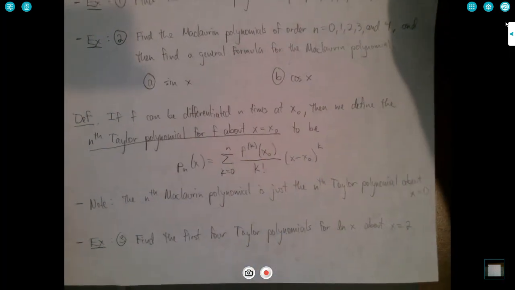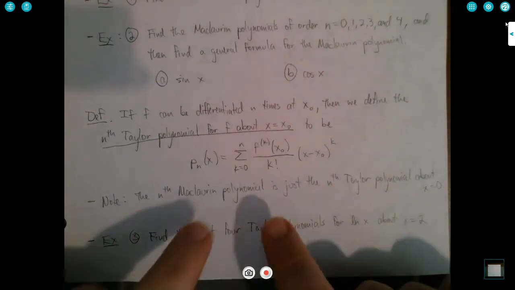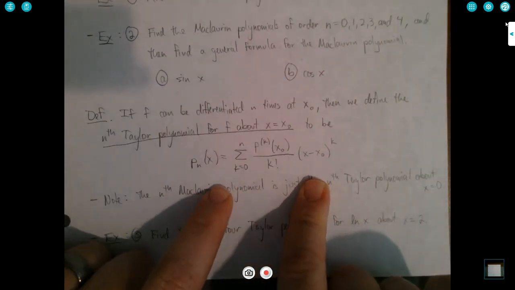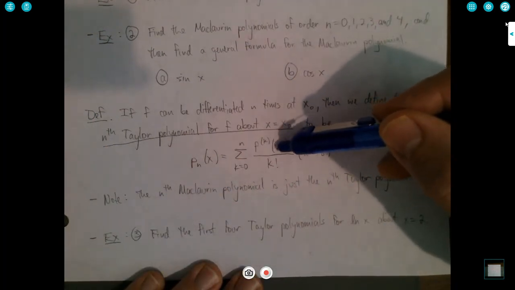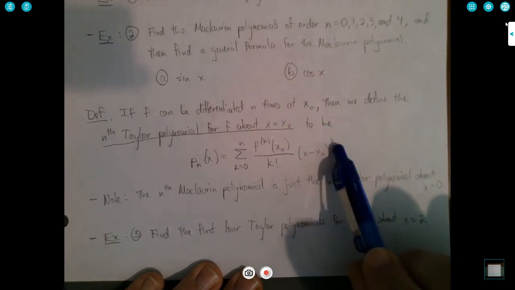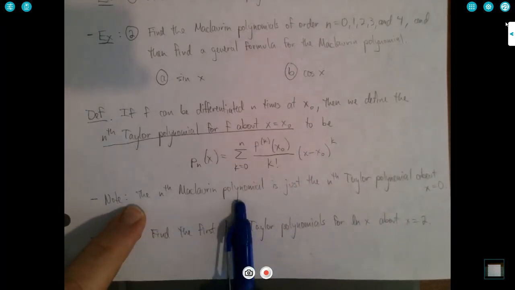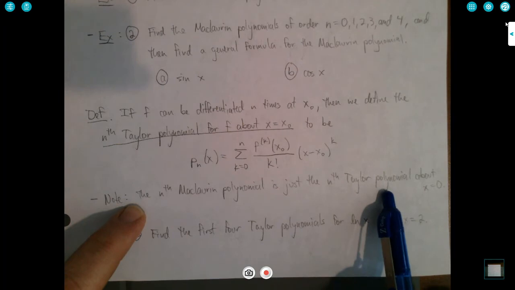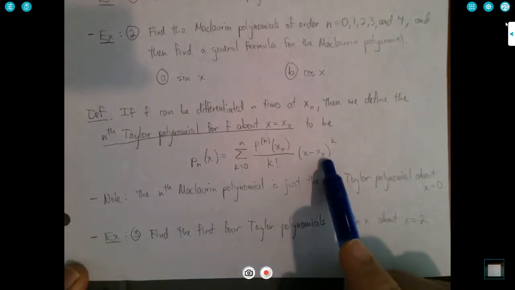I can't put them both on the page at the same time without zooming out to the point where you can't read anything. But if you compare this to what we wrote down for the nth Maclaurin polynomial, you'll notice that with the Maclaurin polynomial, x naught is 0. So this is a 0, and this is just x to the k, because x minus 0 is just x, right? So the nth Maclaurin polynomial is really just the same thing as the nth Taylor polynomial about x equals 0. So the Taylor polynomials are sort of a generalization of the Maclaurin polynomials. The Maclaurin polynomials are always centered at 0. The Taylor polynomials could be centered at any number x naught. Okay?